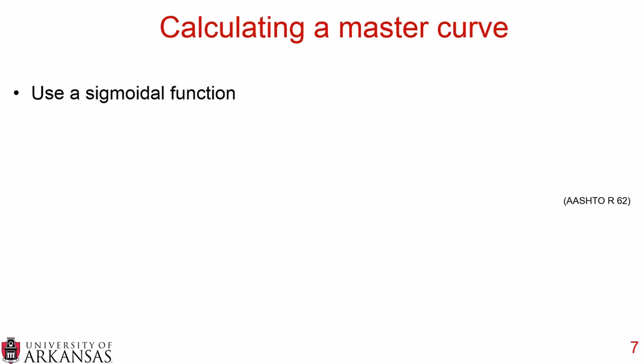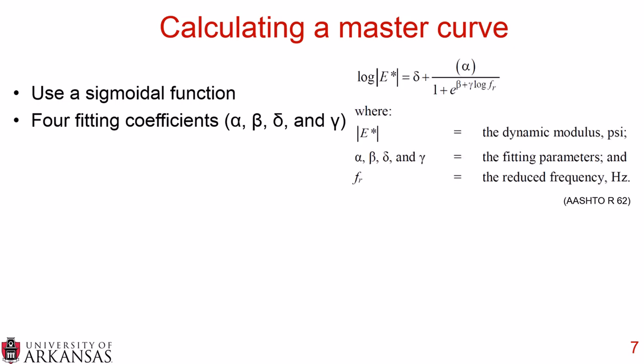Well, we use a sigmoidal function, and there are 4 fitting coefficients in this sigmoidal function: alpha, beta, delta, and gamma. So the sigmoidal function you can see is the log of the dynamic modulus equals delta plus alpha divided by that longer term there in the denominator, which has beta and gamma and the reduced frequency in the equation. And we can define the E star as the dynamic modulus, the alpha, beta, delta, and gamma as the fitting parameters or fitting coefficients, and then F sub r is the reduced frequency in Hertz.